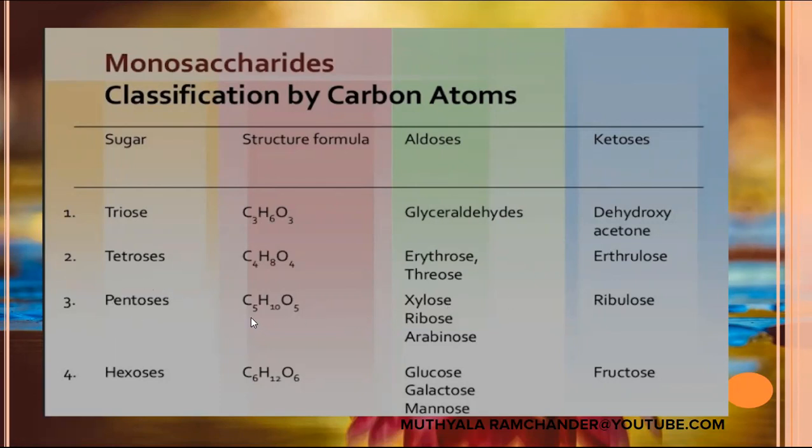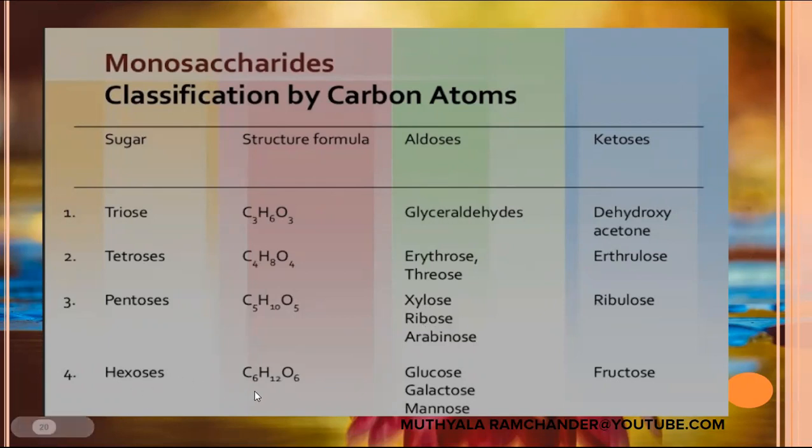Pentoses means 5 carbon atoms are present in the structural formula. The structural formula is C5H10O5. Xylose, ribose, and arabinose contain aldehyde groups and are called aldoses. If ketone groups are present, as in ribulose, we call them ketoses. If an aldehyde group is present, as in ribose.